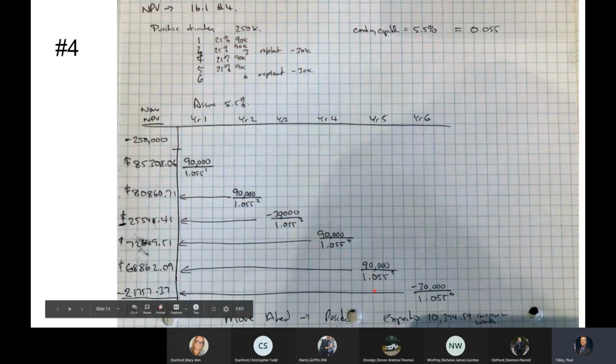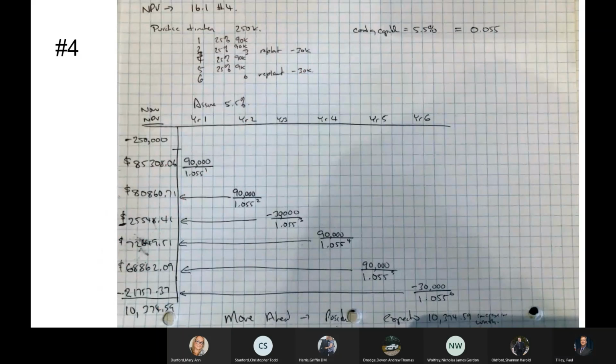In the fifth year, another 90,000, that's 1.055 to the power of 5. That's 68,862. And then in the final year, there was a 30,000 planting. So we take that over 1.055 to the power of 6, and that comes to 21,757. I then proceeded to add up all of these numbers, pluses and minuses accordingly, and I got 10,374.59 positive.